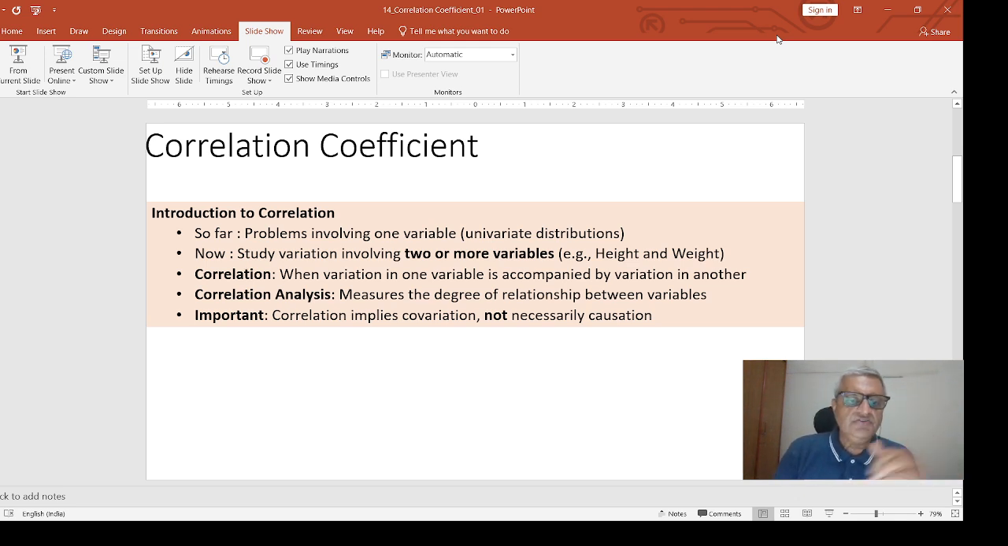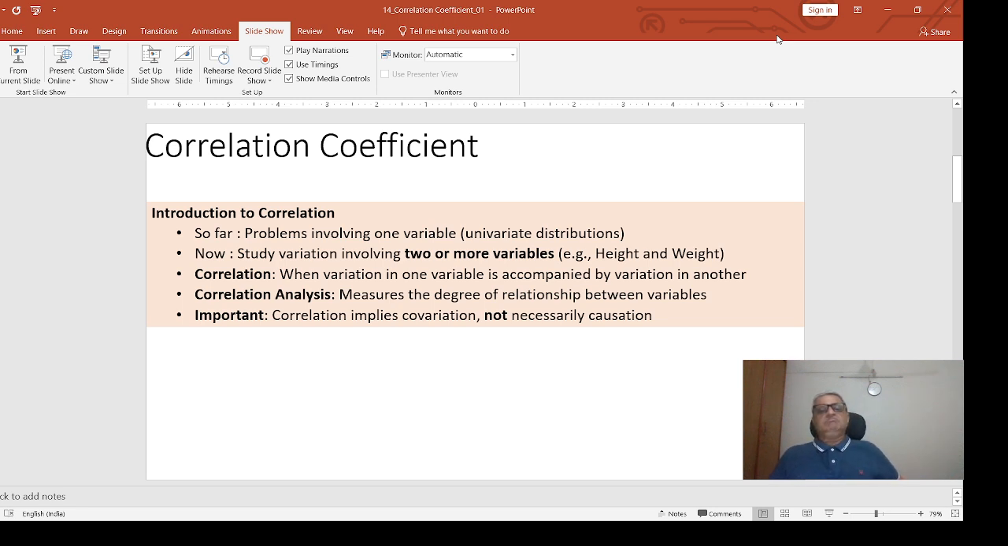Let's get introduced to what correlation is. So far we have seen cases in which only one variable was involved. We calculated central tendency for a particular field, which could be grouped or ungrouped data. We also calculated measures of dispersion, but for a single variable, a single field, a single column to be precise.